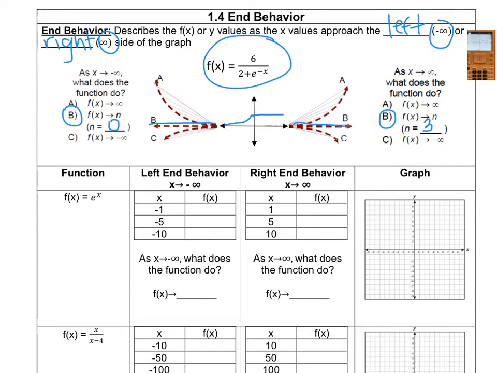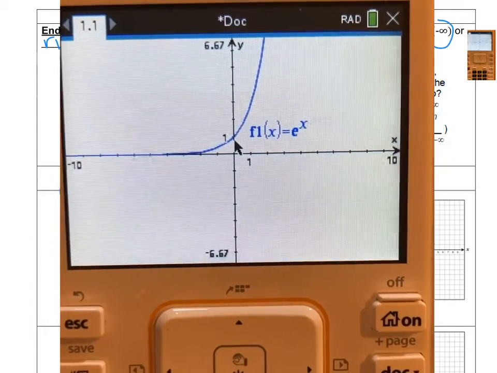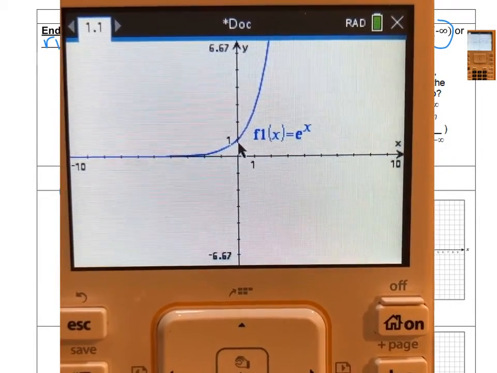Alright, let's move down here to this next one. So now go ahead and hit Tab on your calculator, and we're going to be typing in this function, e to the x. Alright, so now I have e to the x typed in, and this is what your graph should look like.